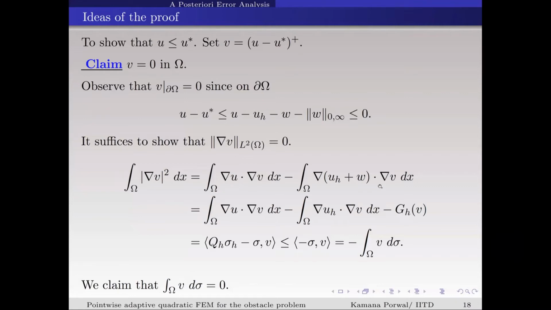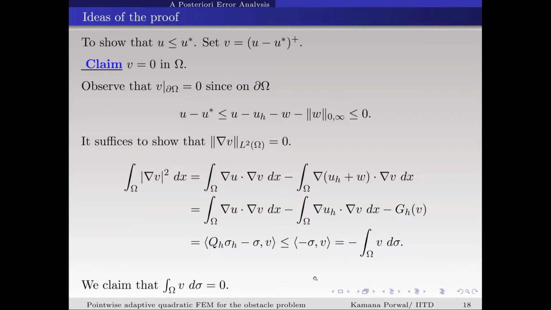So using that, we obtain this relation, and then we use the definition of the corrector function W to obtain this term. And finally, we use the definition of the residual functional G h to obtain this. Now, from this step to this step, I'm simply using the sign of the QH sigma h. We have proved that QH sigma h is non-positive, and v is a positive function. So using that, we obtain that this term is bounded below by this term. Finally, we arrive at this term by using the fact that the Lagrange multiplier sigma can be represented as a Radon measure.